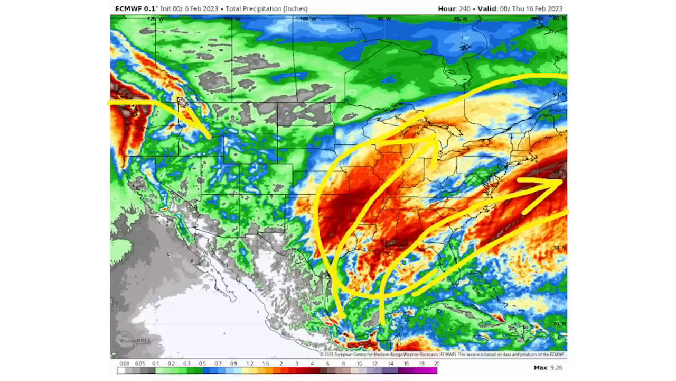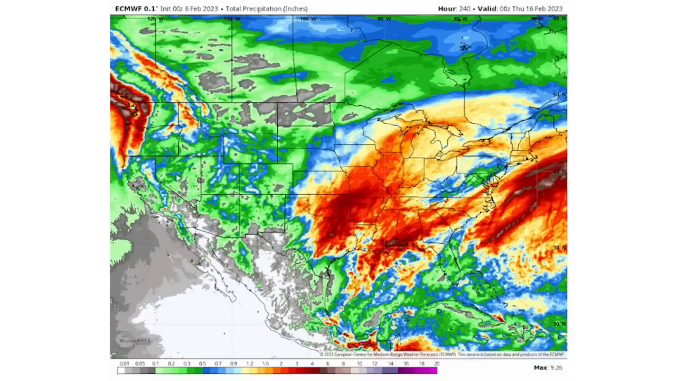We do see that there is also activity moving in through the northwest, so we're going to be seeing this pretty continuously throughout the upcoming pattern as well. Definitely, that is what you can expect at this point.